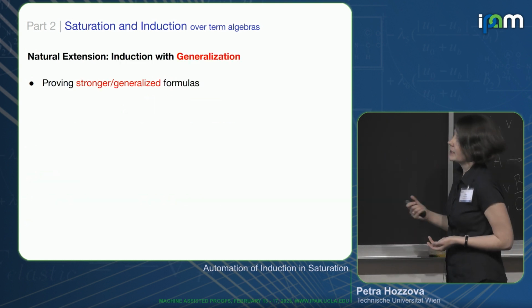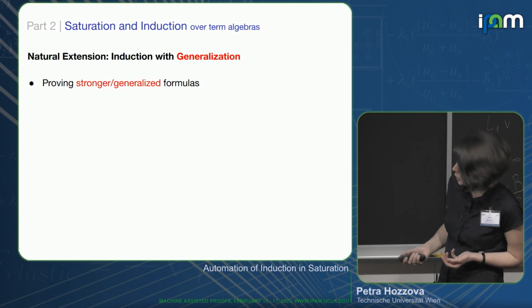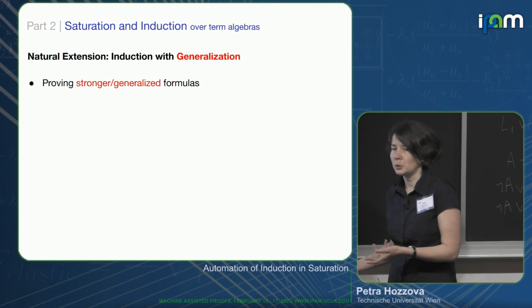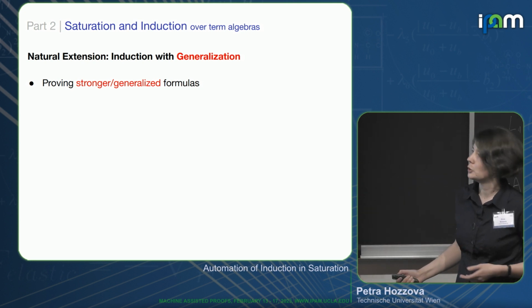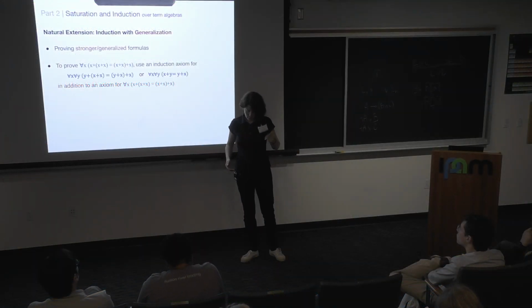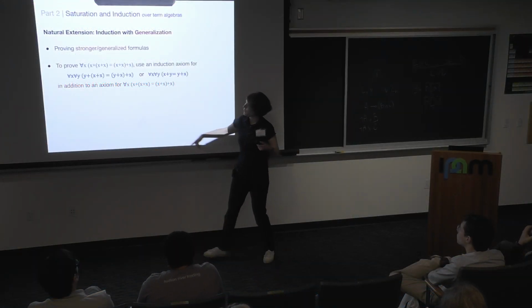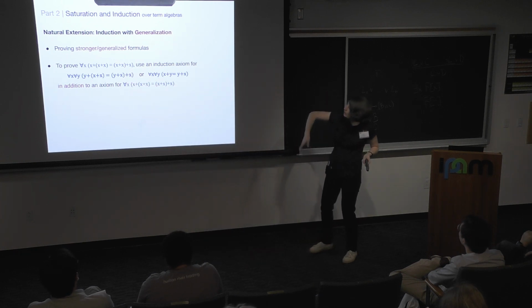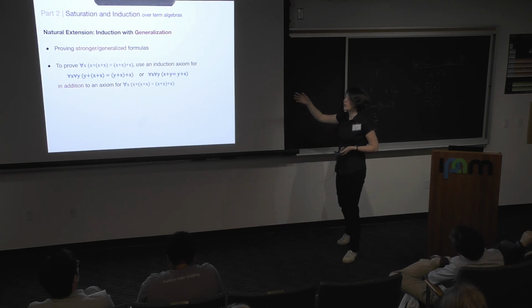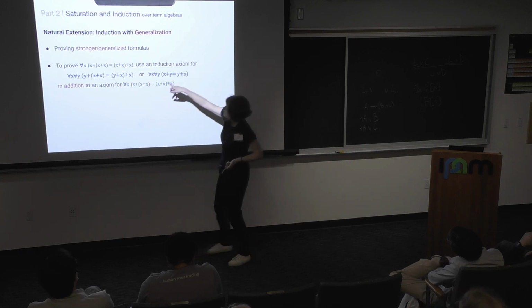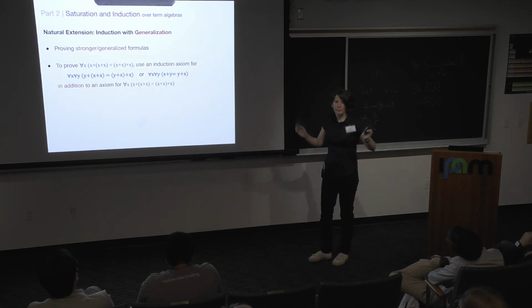And then we also extended this approach to induction with generalization, which is based on the need that we have sometimes to prove stronger or generalized formulas instead of the original formulas. So let's say that we want to prove that addition of natural numbers is associative, but not for 3 different variables, but for the same variable repeated 3 times. If we just naively apply the approach from the previous slide, we won't be able to do it because we would be applying induction on all the occurrences of x, and in the end we would just end up adding more successors everywhere and won't be able to do much with it.